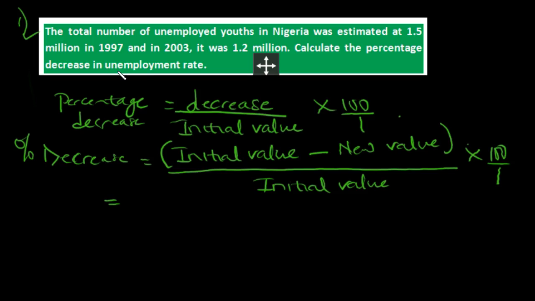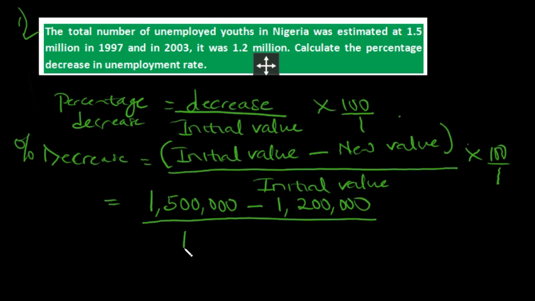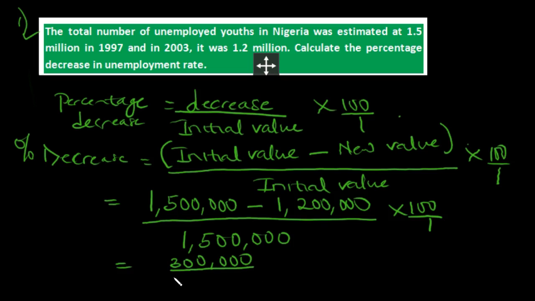So our initial value is 1.5 million. That's 1,500,000 minus 1.2 million. Then our initial value is 1.5 million youths unemployed in 1997, multiplied by 100 over 1. So 1.5 million minus 1.2 million will be 300,000. So we have 300,000 youths over 1,500,000, multiplied by 100 over 1.